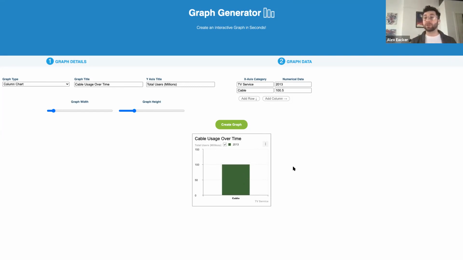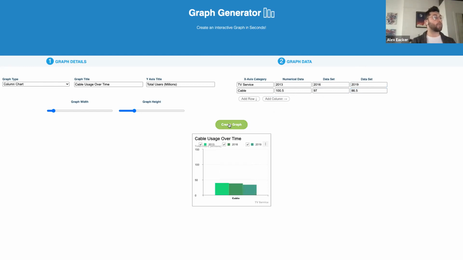What we want to do now is include more data to show how this has changed over time. So I'm going to add a column here. When I click Add Column, it'll add another data set that I can add to this graph. In this case, we're still adding to cable, so we'll add another year. We'll add 2016, and the data showed 97. And if I add another column here, I can do 2019, and then under that, write 86.5.